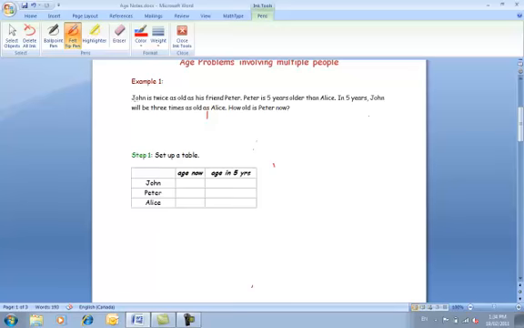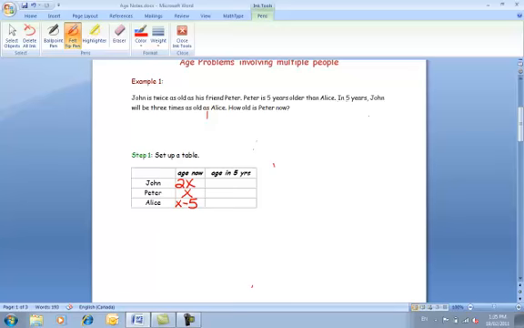So always look at the question. John is twice as old as his friend Peter. We're comparing John to Peter. So let's let Peter be x. That way, John is twice as old as his friend Peter, so we're going to multiply Peter's age by 2. Peter is 5 years older than Alice, which means Alice is going to be 5 years younger than Peter.